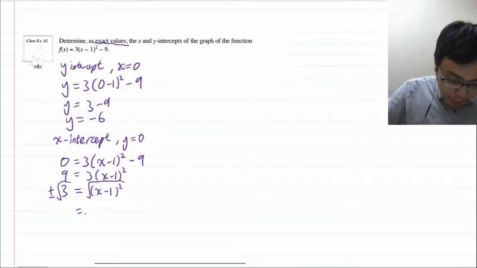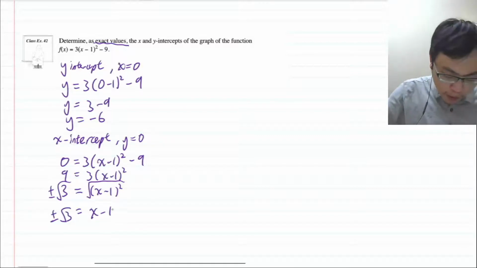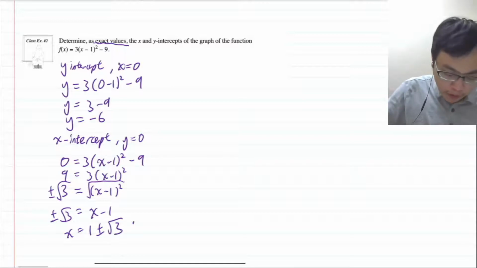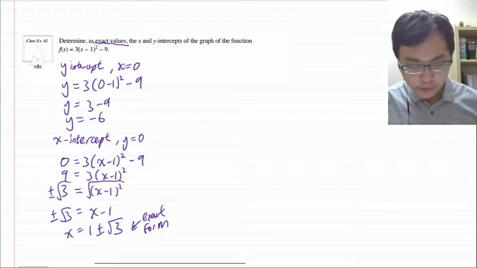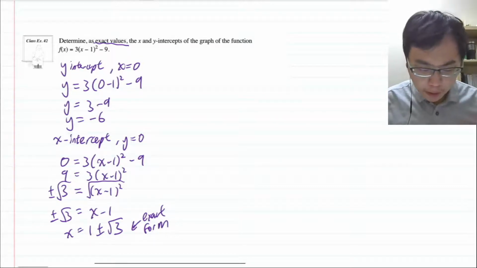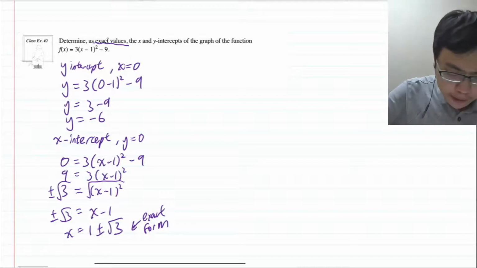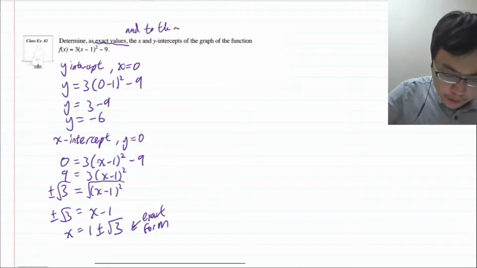So now we have x minus 1 is equal to plus or minus square root 3. And all we have to do now is add 1 to both sides so that x is equal to 1 plus or minus square root 3. Now this is our answer in exact form. Okay, this is our exact form. Now, sometimes there will be a second part of the question. It says determine as exact values and to the nearest tenth.